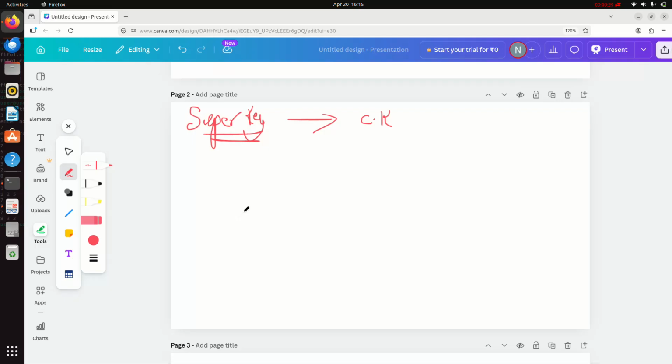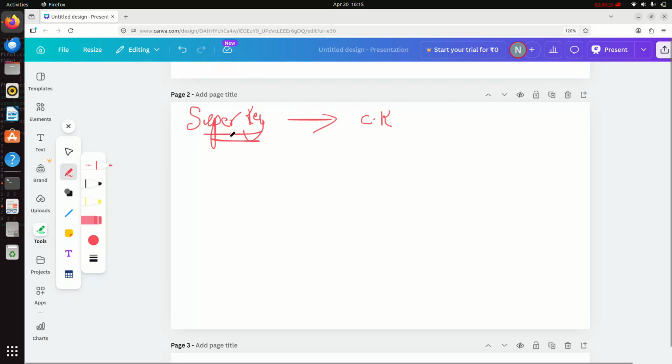What do you mean by super key? A super key can be an attribute or a set of attributes that uniquely identifies each of the records of a relation. Let's give an example for that. Let us consider a table example itself.